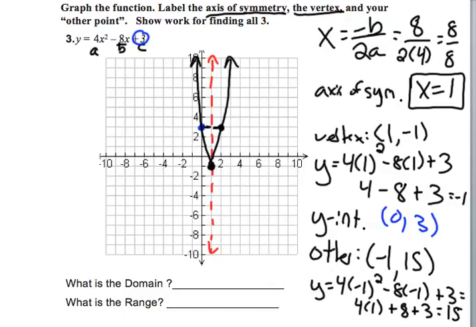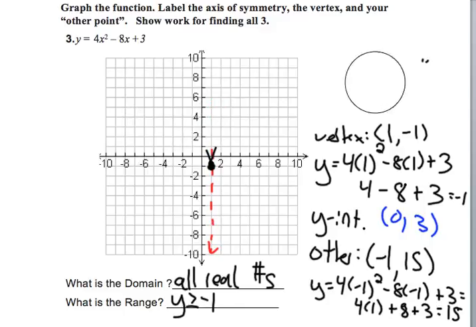My domain honestly isn't that interesting because remember that's always all real numbers. And the range comes from the y's. Now notice the minimum y is sitting at -1. It's where the vertex is. And all my y's are greater than or equal to that -1. And that finishes up all of the questions that I can ask you about graphing that parabola.